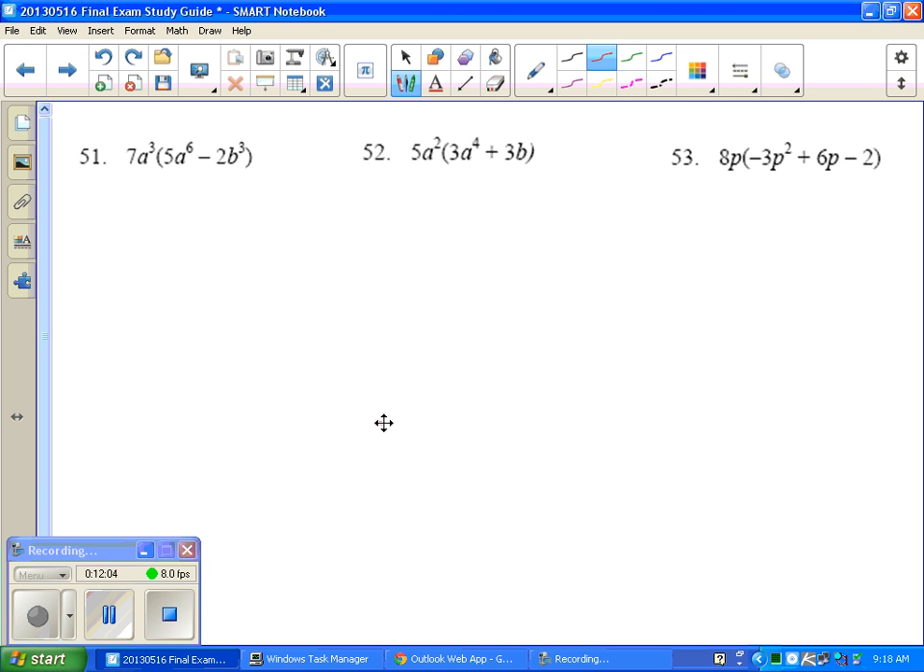We're still multiplying on 51. Just multiply 7a to the third times 5a to the sixth. 7 times 5 is 35. A to the third plus 6 becomes a to the ninth. And 7a to the third times negative 2b to the third. 7 times negative 2 is negative 14. Notice they're not the same base as a and b now. So you just simply write a to the third, b to the third. And that's all we can do.